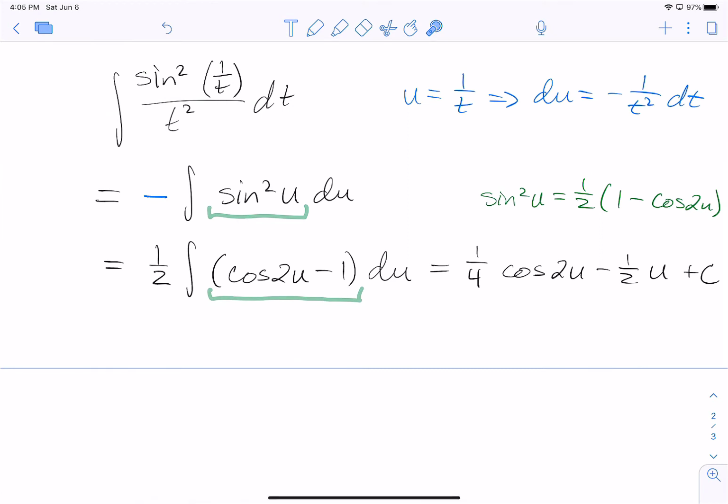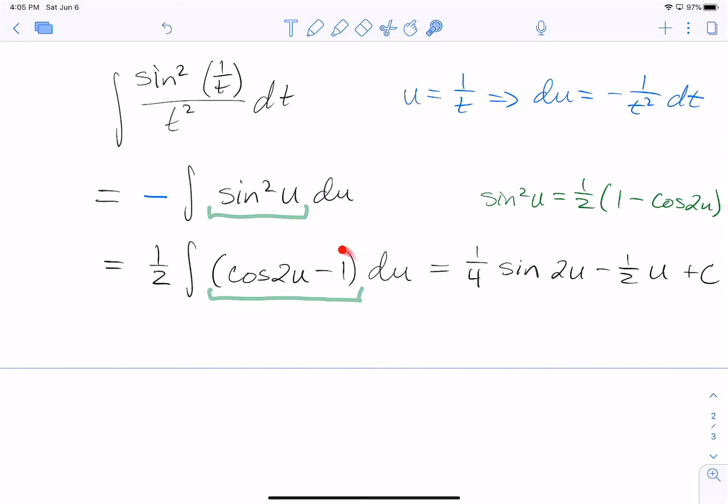Using a power reducing formula, we can replace sine squared of u by 1/2 times the quantity of 1 minus the cosine of 2u. Applying the negative outside of the integral, we can write it as the 1/2 times the integral of cosine of 2u minus 1 du. Integrating the cosine of 2u will bring us a factor of 1/2. Bringing in the factor of 1/2 that is outside of the integral gives us 1/4 times the sine of 2u.